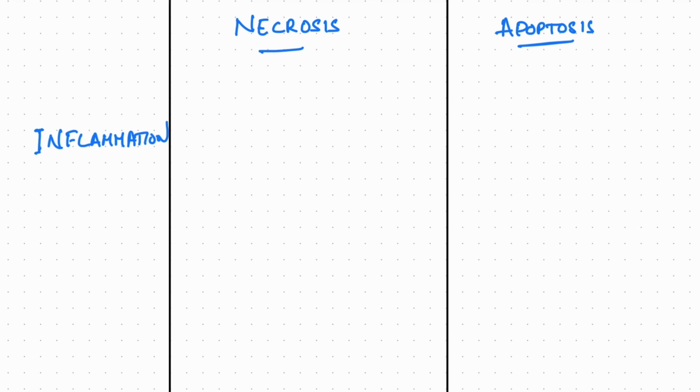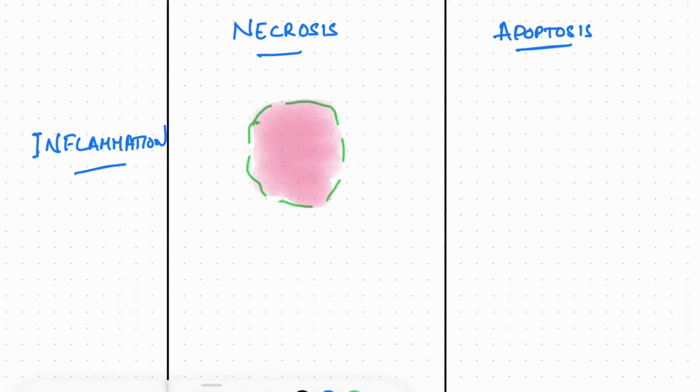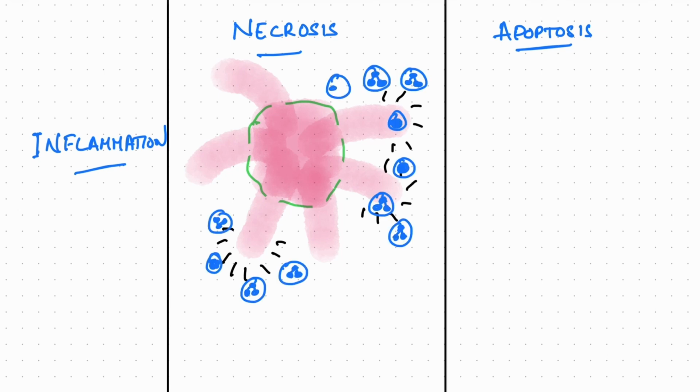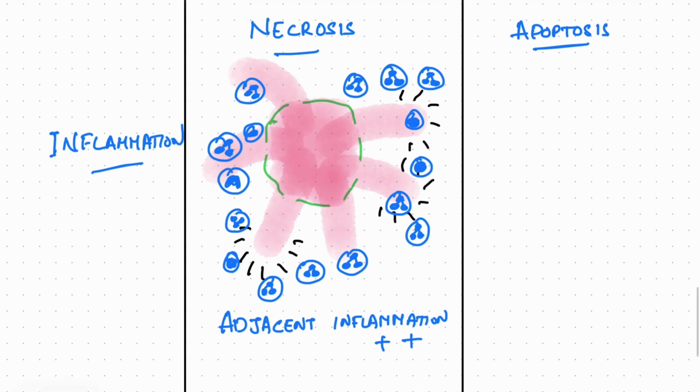This brings us to one of the most clinically important differences: inflammation. Why does necrosis usually produce inflammation? Because the membrane is damaged and intracellular contents are released into the surrounding tissue. These released molecules act as signals of cell injury and can trigger an inflammatory response. So, inflammation is a common feature of necrosis.